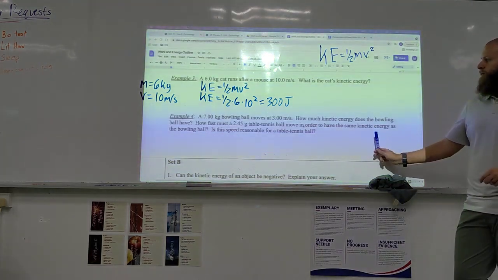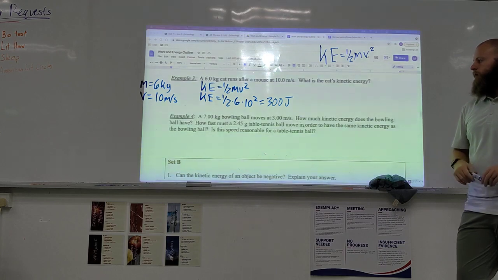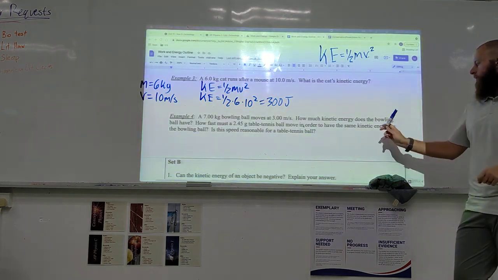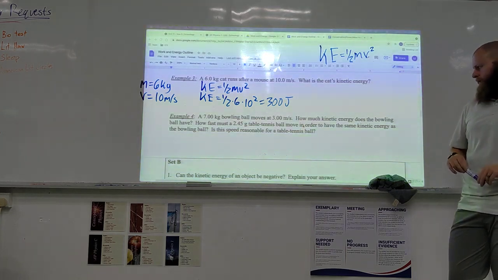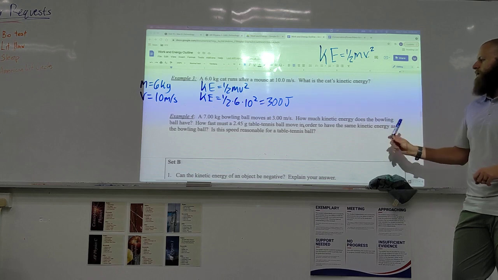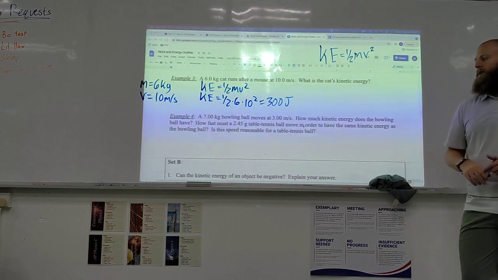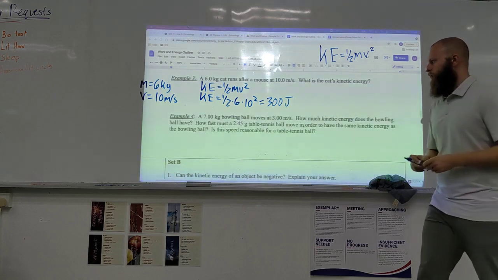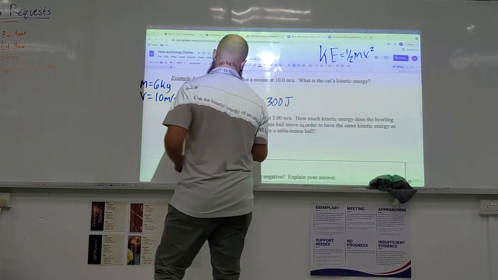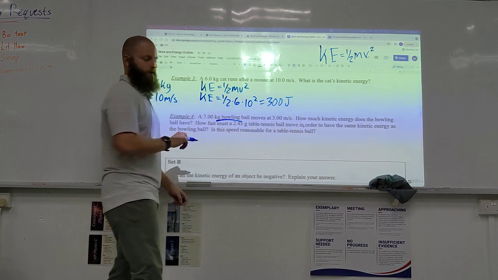Let's look at number 4. A 7 kg bowling ball moves at 3 meters per second. How much kinetic energy does it have? And then we want to know how fast a 2.5 gram table tennis ball needs to move in order to have the same kinetic energy, and is this speed reasonable? Let's go ahead and just solve the bowling ball part first.